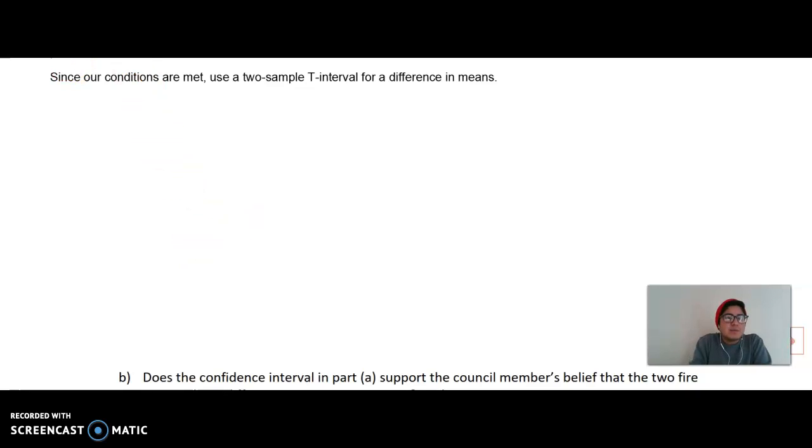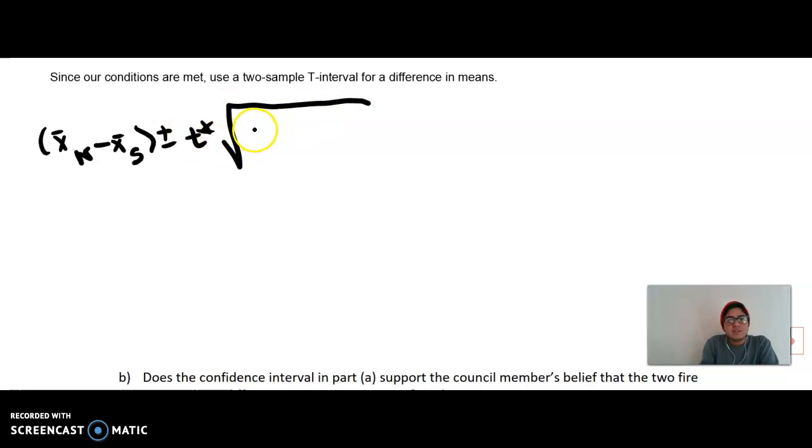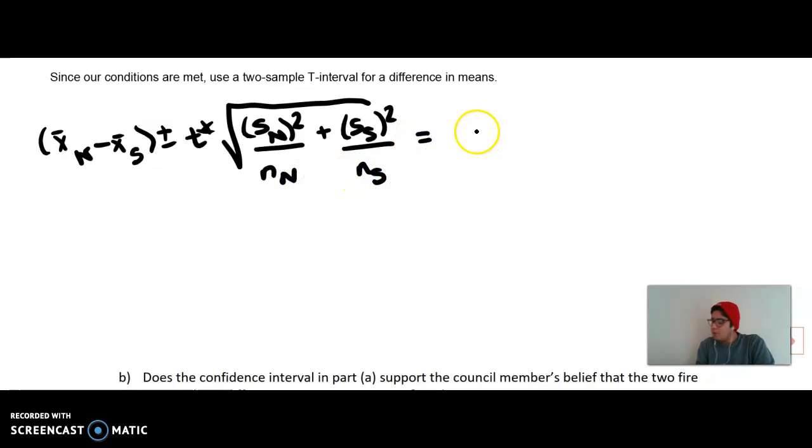And so now we would look something like this. And because it was not explicitly stated as to which department we were subtracting from, we're just going to go in order. So we're actually just going to go North Fire Station minus South Fire Station plus or minus t star times our standard error of the difference here. So the sample standard deviation for the north squared plus the sample standard deviation of the south squared divided by their respective sample sizes.